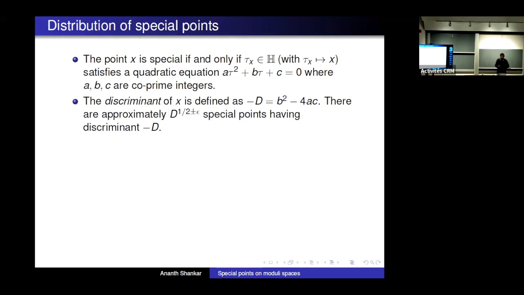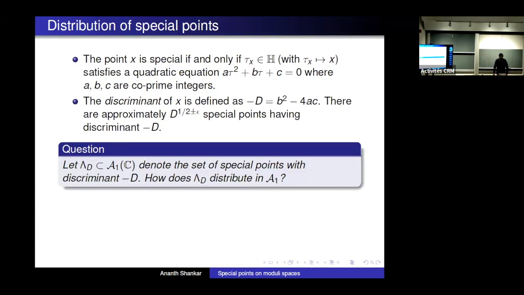As it turns out, and I think this is due to Brouwer and Ziegel, there are approximately square root of d, to the half, plus or minus epsilon, special points having discriminant negative d. So let's call the set of all special points with the same discriminant Lambda d. It's a subset of the modular curve. Now, how does the subset distribute in A1?